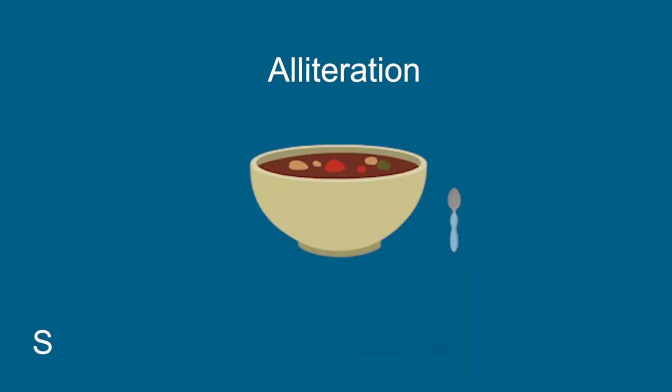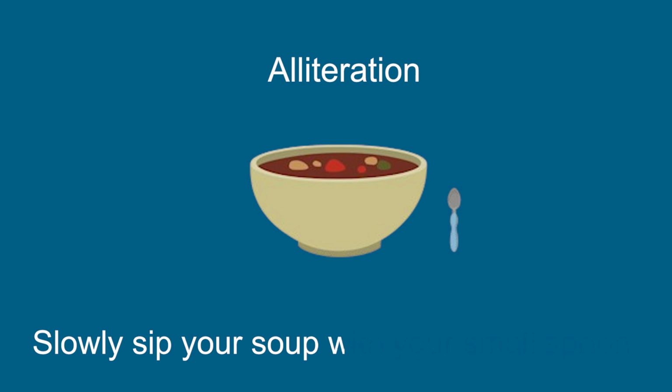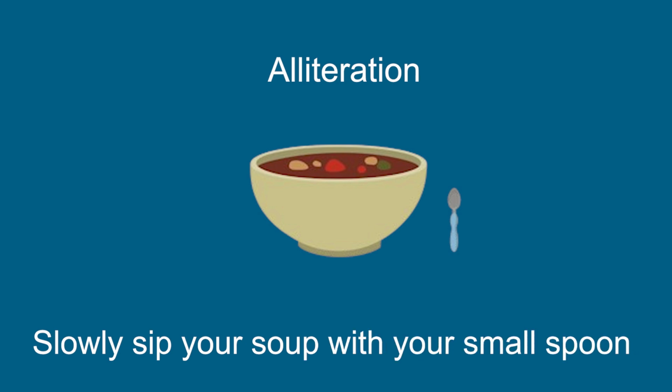Alliteration means to say many words that start with s, like slowly sip your soup with a small spoon. Point out the sound to your child. Say, I hear s at the beginning of slowly, sip, soup, small, and spoon.